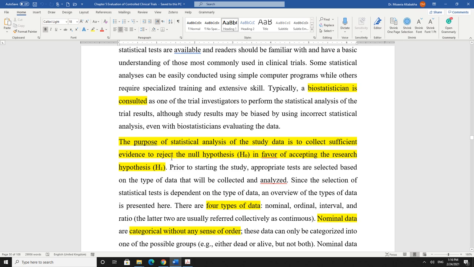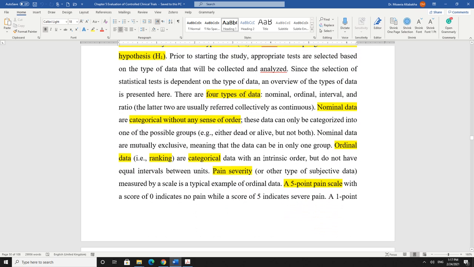So let me go back to the hypothesis. Before we talk about the analysis and what type of analysis we use, you need to be familiar with the type of data that you will collect from the clinical trial. Now, there are 4 types of data that you need to be familiar with, and these are nominal data, ordinal data, interval, and ratio. These are the 4 different types of data that you will collect.